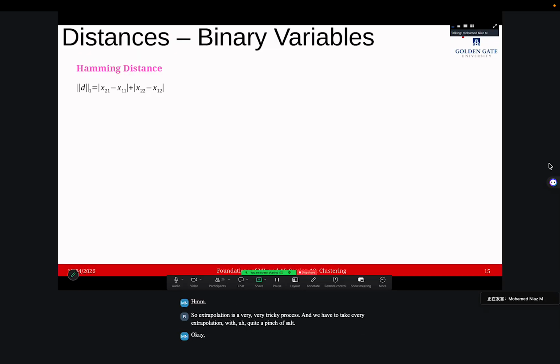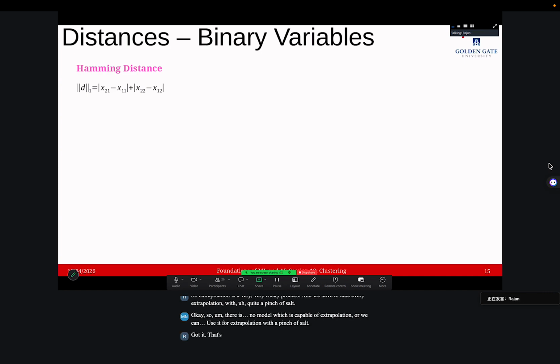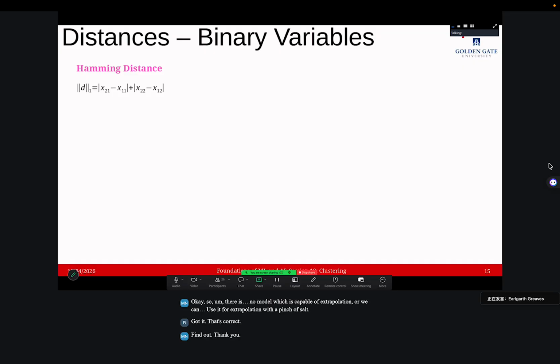Okay, so there is no model which is capable of extrapolation, or we can use it for extrapolation only with a pinch of salt. Correct. That's correct. Fine, doctor. Thank you. Is that why AGI is so impossible? Say it again. Is that why AGI is so impossible?